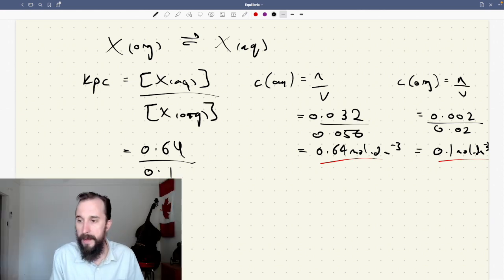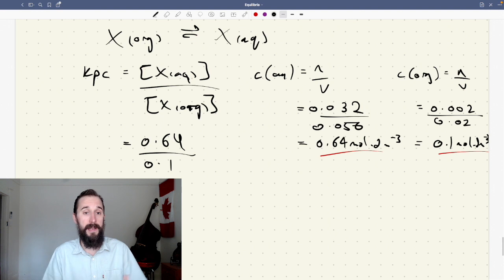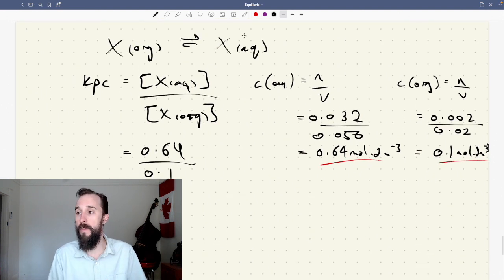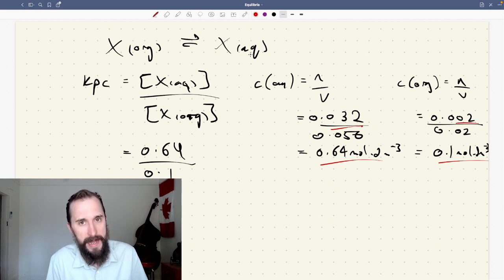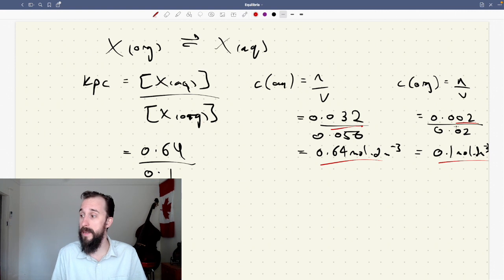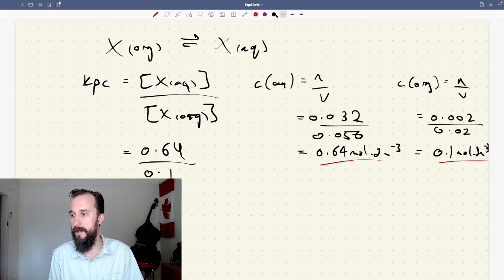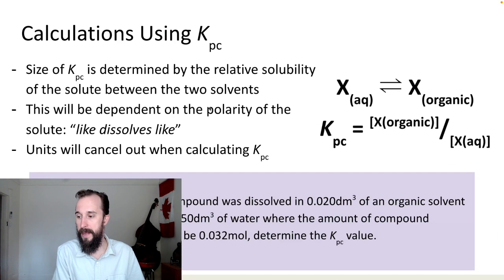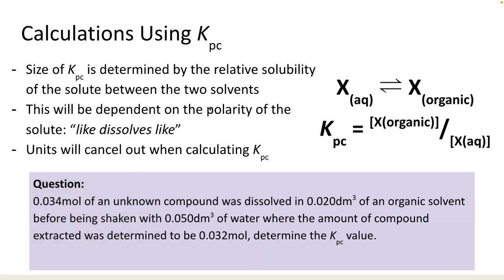So what is this telling us about the substance? This is telling us this equilibrium with a large value of 6.4 is very much over to the right. And that makes sense because there's much more in the aqueous layer than the organic layer. So we could make inferences about the polarity of the substance, so on and so forth. But all the question was asking us for was our value for the partition coefficient, which is 6.4.